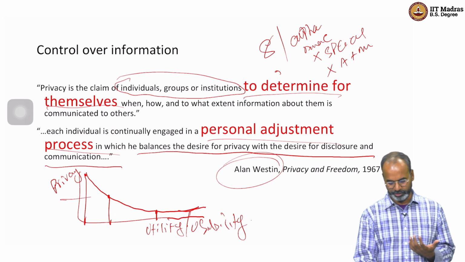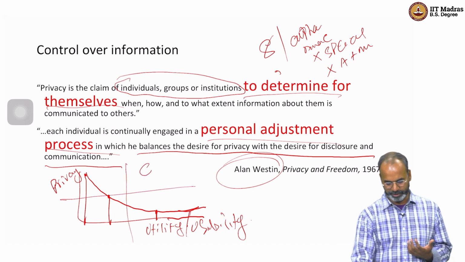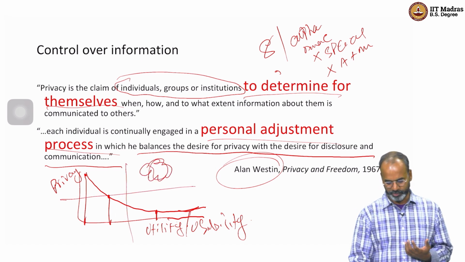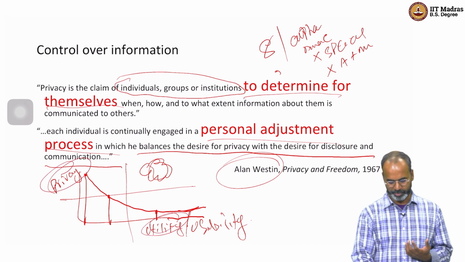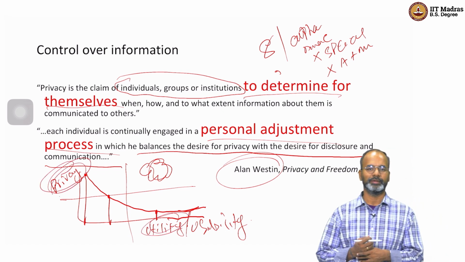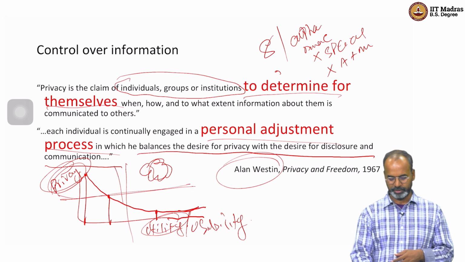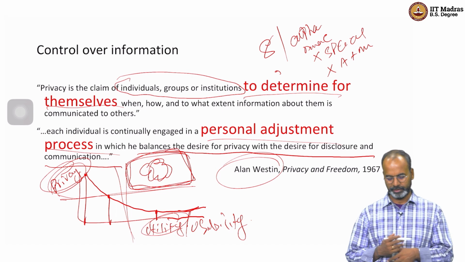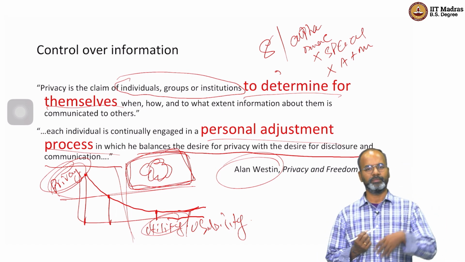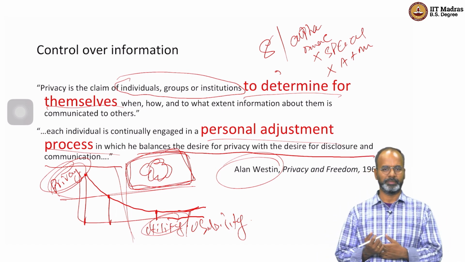And generally, if you think about it, people want to design technologies which are here. You want to make sure that the utility is very high, and you want to make sure that the privacy is also very high. If you break this into 4 quadrants, we're talking about this quadrant where technology should have more utility and more privacy also.